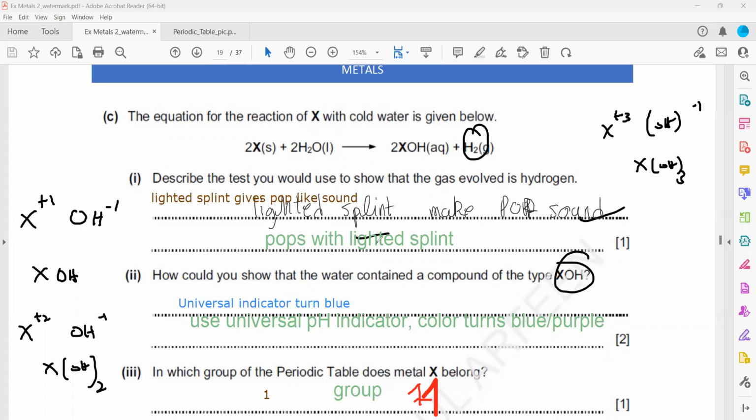Here you cannot say that it reacts with acid, because reacting with acid is not an identification of an alkali. A metal can also react with acid, metal oxides and metal hydroxides too. You should test either by measuring the pH or using a universal indicator.